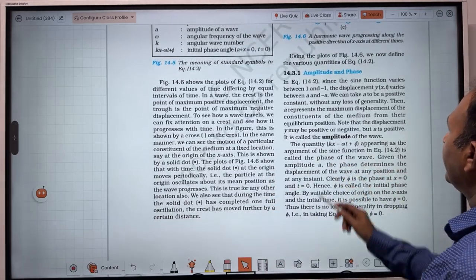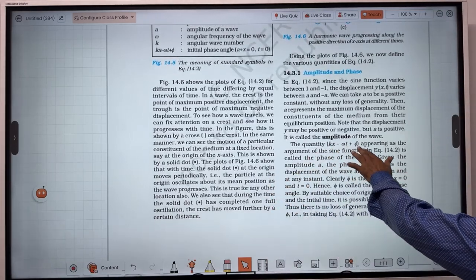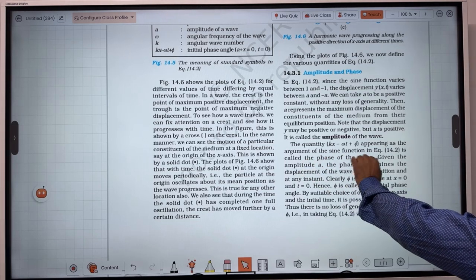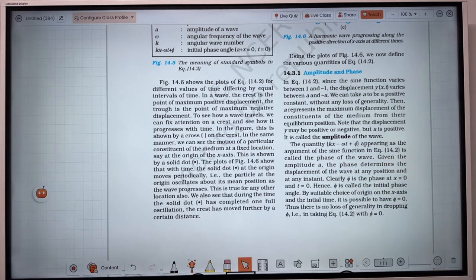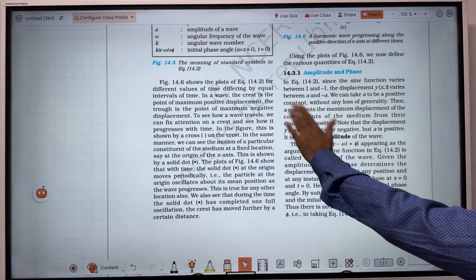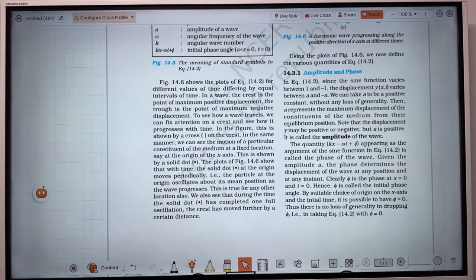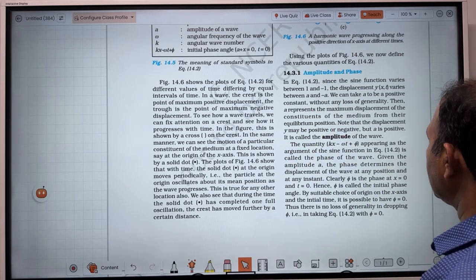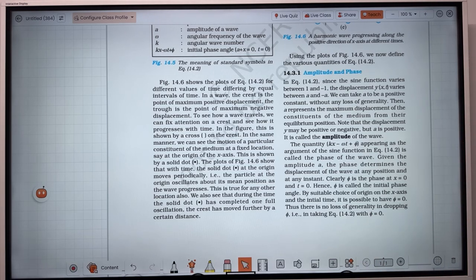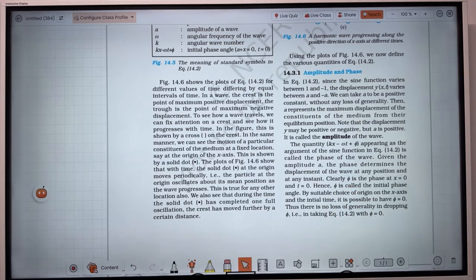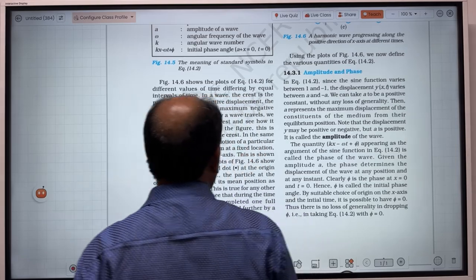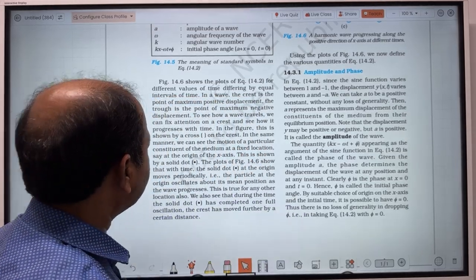Here the same thing is explained, and kx minus omega t plus phi appearing as the argument of the sine function is called the phase of the wave. So the angle is the phase, and amplitude is written in the beginning, so you have understood. We can put certain conditions to get the initial phase. If you want to find it, we can put x equal to 0 and t equal to 0, right? Similarly, other values can be found. Later on we will see by doing some numericals.